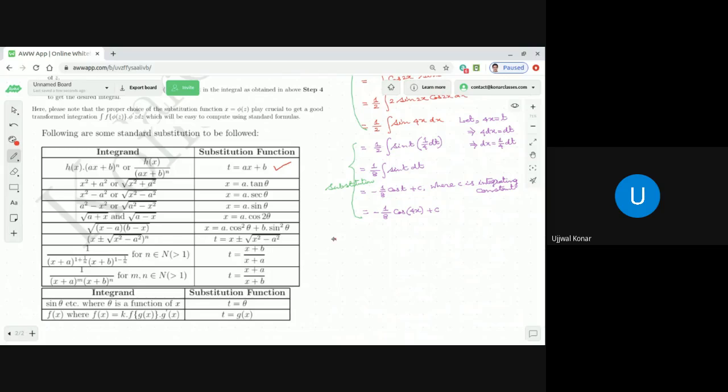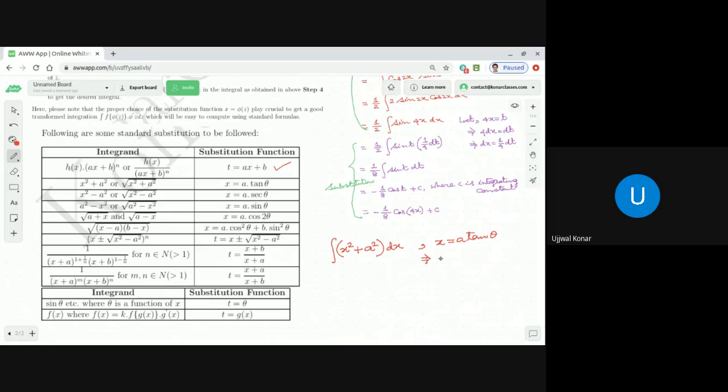Suppose an integration is given that you need to find, x square plus a square dx. Correct, no? Now, your mind should go to that table what I'm discussing today during the exam hall. That, oh, okay, I need to take x = a tan theta. Let's see what happens if we take x = a tan theta.